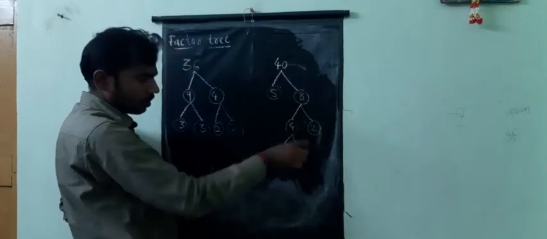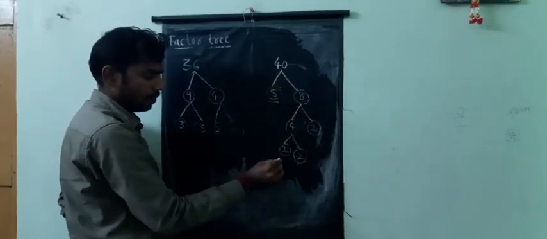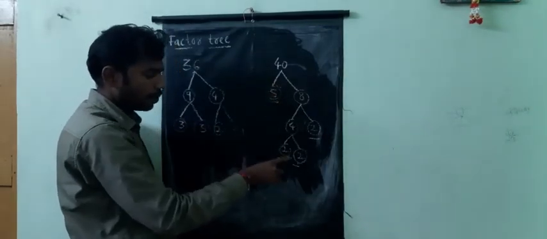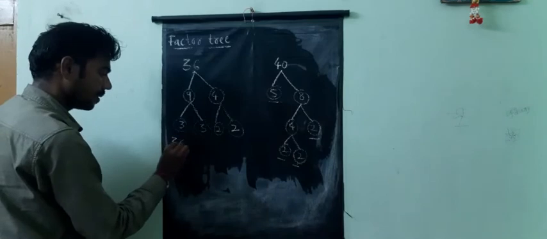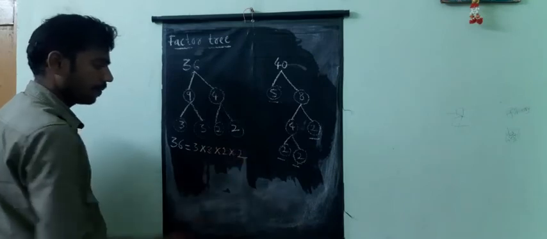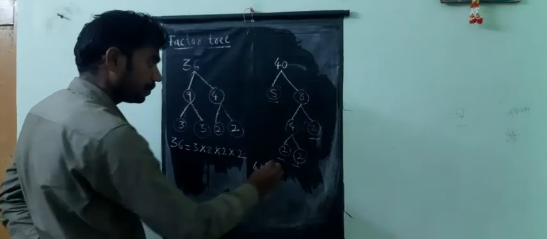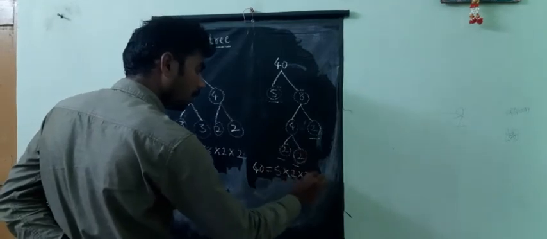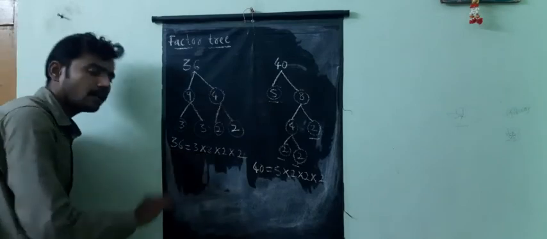So these last numbers, see here the branch has ended. Here too it has ended. So 5 into 2 into 2 into 2. 36 can be written as 3 into 3 into 2 into 2. 40 can be written as 5 into 2 into 2 into 2. 2 4s are 8, 8 5s are 40. 2 4s are 8, 4 3s are 12, 12 3s are 36.